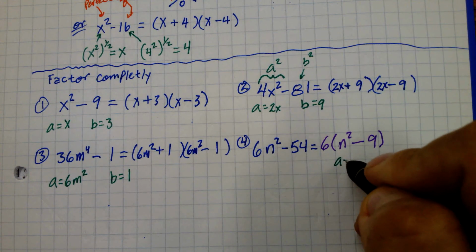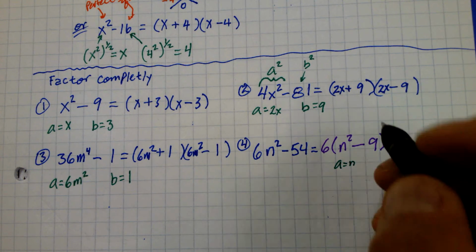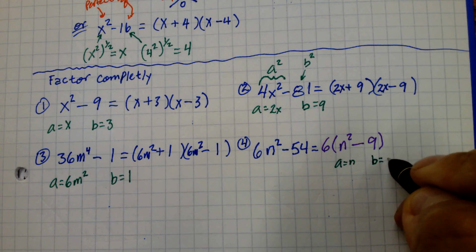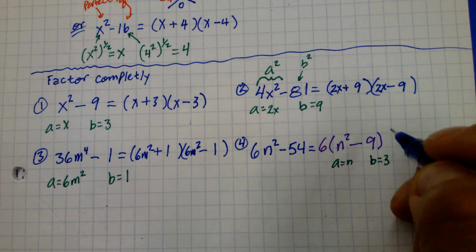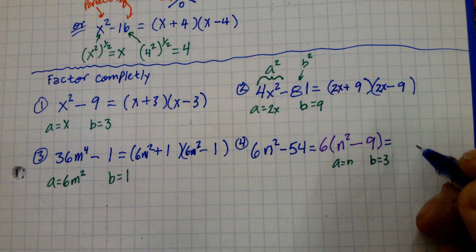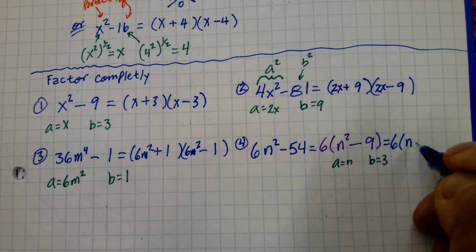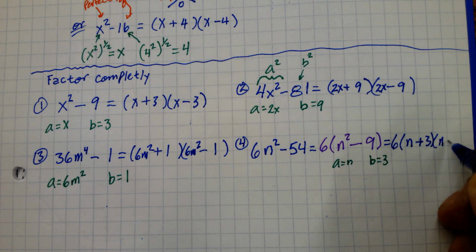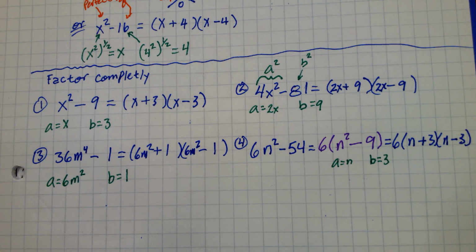What's my a value here? n. What's my a value for 9? 3. Or my b value, I should say. So now I know the whole answer. What's my first factor? 6. And we have n plus 3 and n minus 3. We just factored that completely.